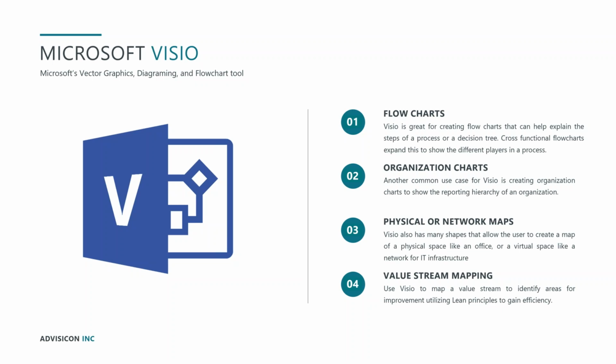So Visio is really great for that type of work, doing flowcharts, describing how a process is supposed to work, how a system is supposed to be designed, the different components of a business process or the ideal situation of a business process. Also doing organization charts.